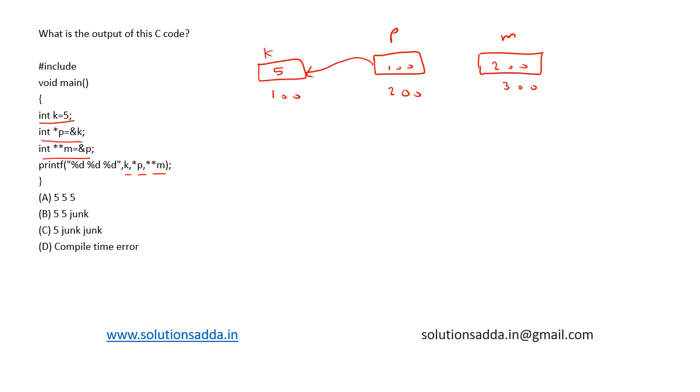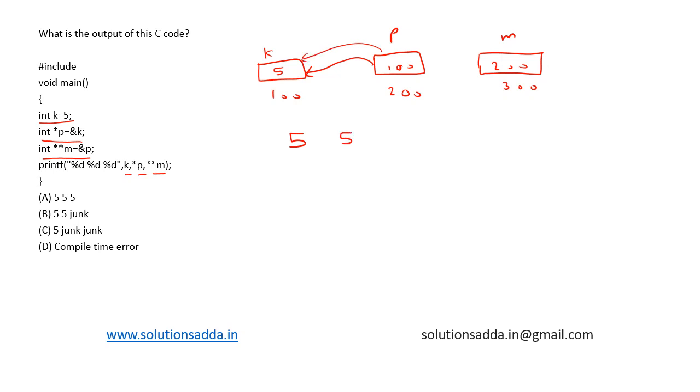Now let's see what we are trying to print. First we are trying to print the value of k. k has the value 5. Now we are trying to print star p. p means the value inside this, that is 100. Star p means it will move here. So we are again printing the value of 5.